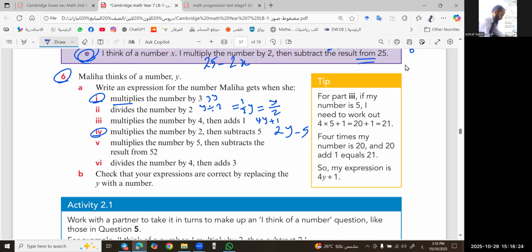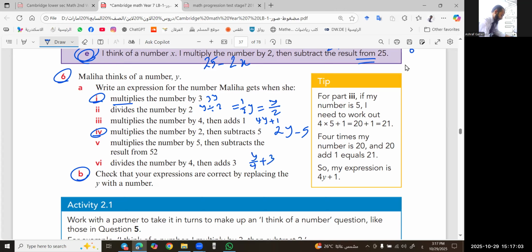Last exercise. For this one, I feel like I'm wrong. But do we do 2 minus 5y? Yes, correct. 2 minus 5y. The last one, divide the number by 4, then add 3, so y over 4 plus 3.